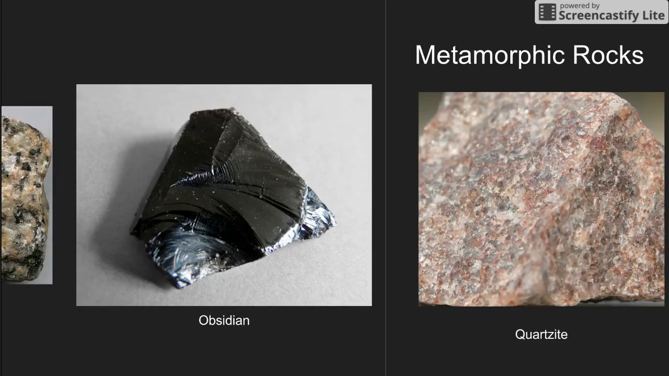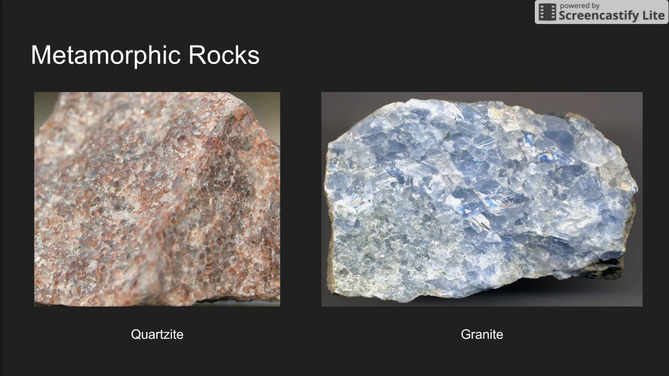Second, we will discuss metamorphic rocks. Metamorphic rocks are formed by pressure deep under the Earth's surface. This can be caused by extreme heat from magma or the collisions and friction of tectonic plates. The two metamorphic rock examples on this slide are quartzite and granite.